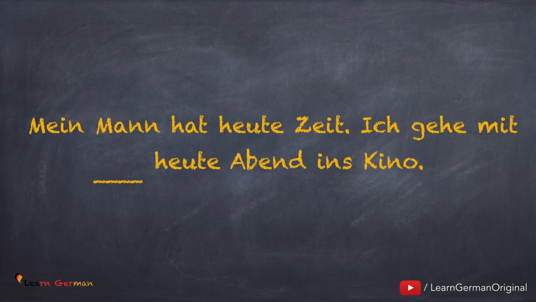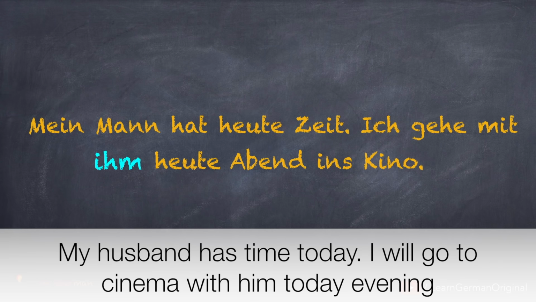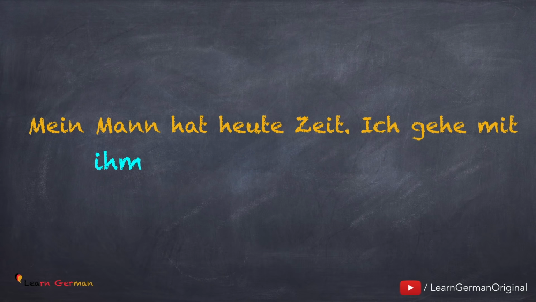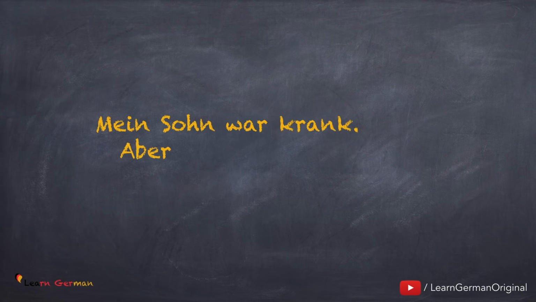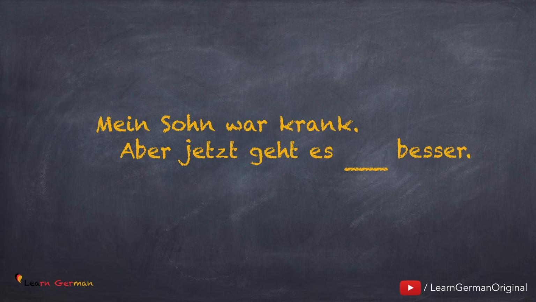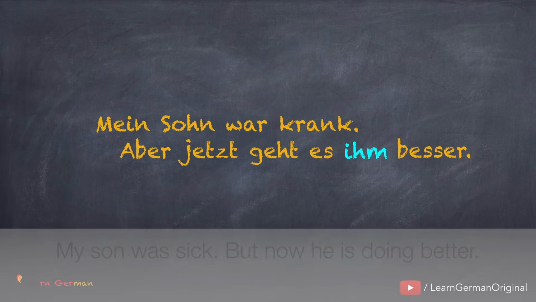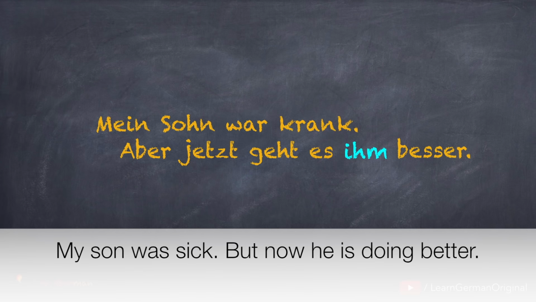Moving on to the next one. Since we have a dative preposition here, mit, your answer should be: Mein Mann hat heute Zeit. Ich gehe mit ihm heute Abend ins Kino. Now let's do the last one. And your answer should be: Mein Sohn war krank, aber jetzt geht es ihm besser. Es geht takes a dative object.